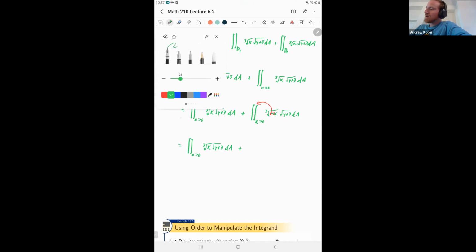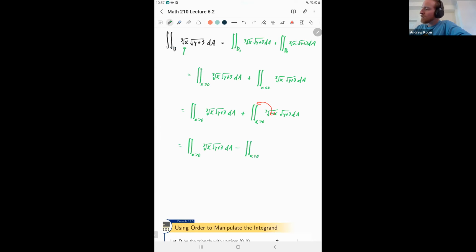So in this case, I'm going to have a minus the double integral for positive X values, or the double integral over D1, if you prefer, of cube root of whatever X values those are, root Y plus 3 dA. And now we see, look, this expression is identical to this expression. So they subtract and we get 0.